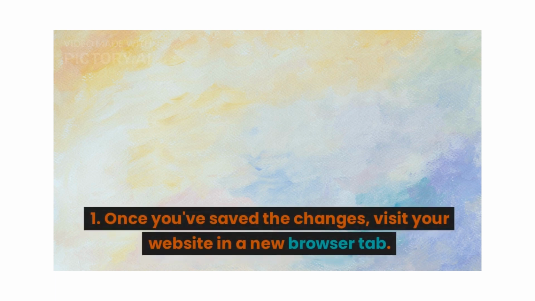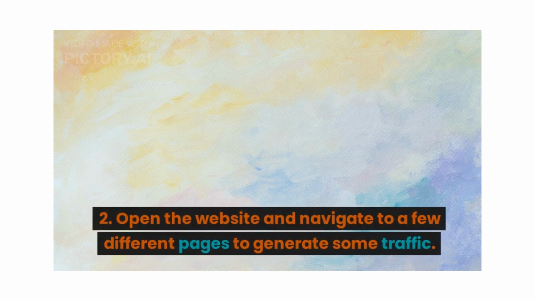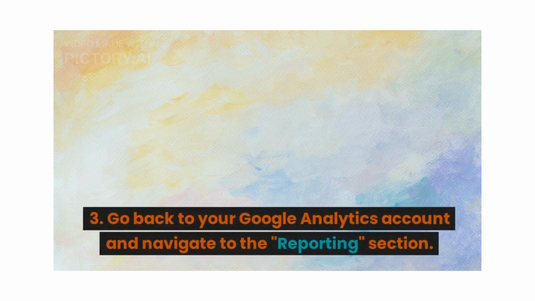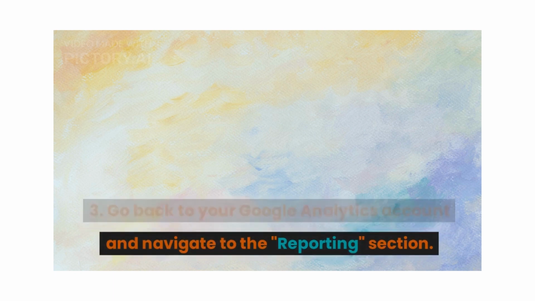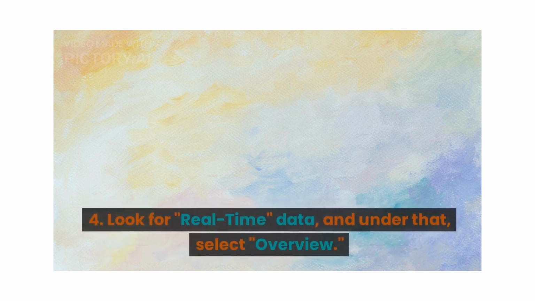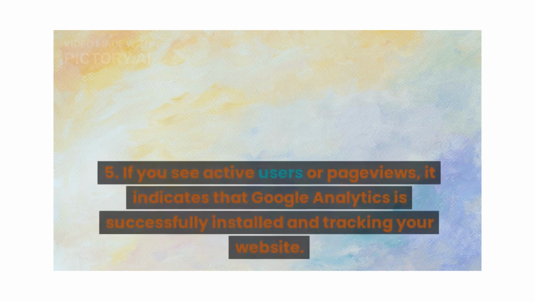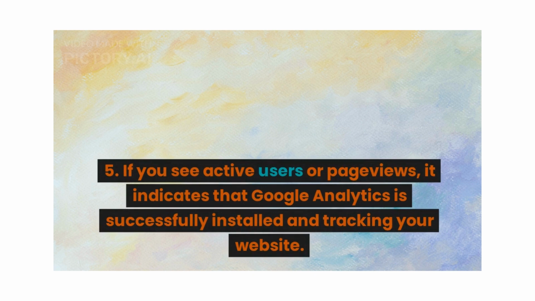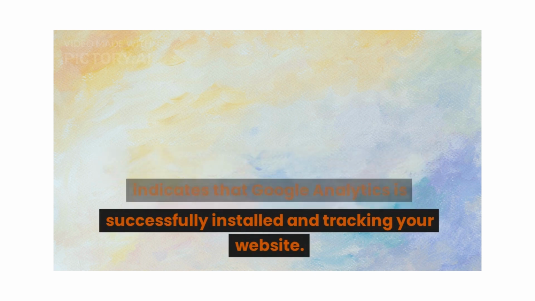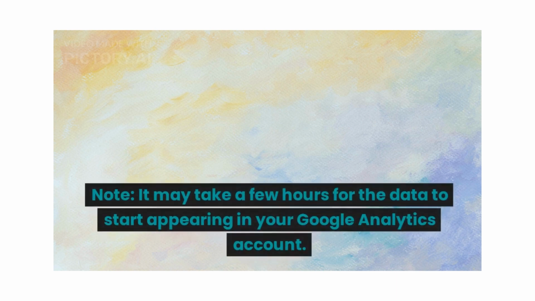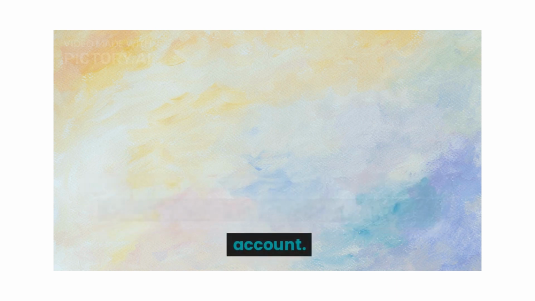Step 4. Verify installation. 1. Once you've saved the changes, visit your website in a new browser tab. 2. Open the website and navigate to a few different pages to generate some traffic. 3. Go back to your Google Analytics account and navigate to the Reporting section. 4. Look for Real-Time Data, and under that, select Overview. 5. If you see active users or page views, it indicates that Google Analytics is successfully installed and tracking your website. Note, it may take a few hours for the data to start appearing in your Google Analytics account.